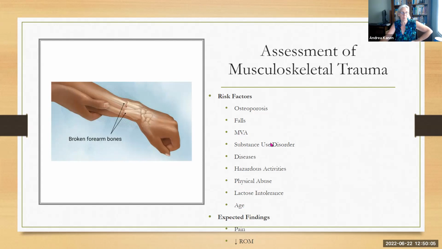So what you would expect to find is pain, decreased range of motion, possibly crepitus, because air can get under that skin. There may be a deformity, so whatever limb or whatever it is not looking natural. It's twisted in an unnatural way. Definitely going to be muscle spasming, edema, and ecchymosis for sure. Diagnostics, we're going to take a picture. So X-ray, CT, MRI, maybe a bone scan.